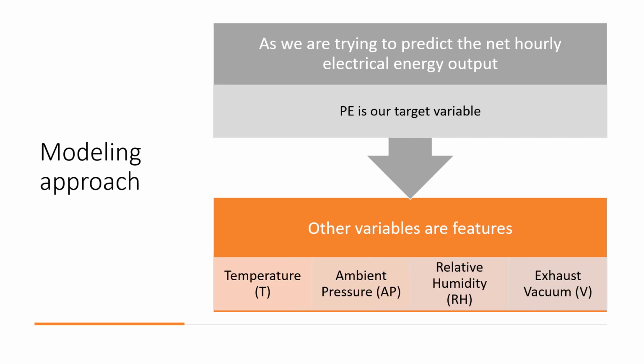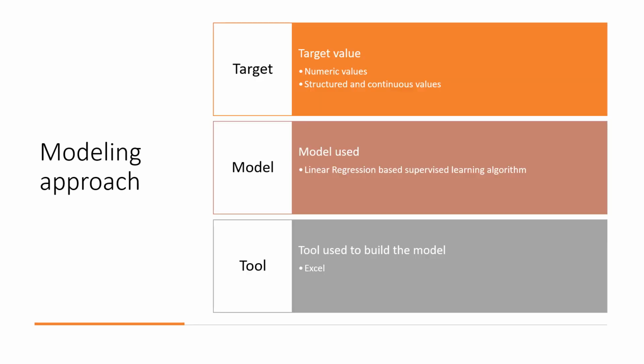As we try to predict the net hourly electrical energy output, which is our target variable, we define the other variables as features, which are temperature, ambient pressure, relative humidity, and exhaust vacuum. Our target value has numeric values and the data is structured and continuous. Hence, I will be using a linear regression based supervised learning algorithm, and I will be using Excel as the tool to build the model.